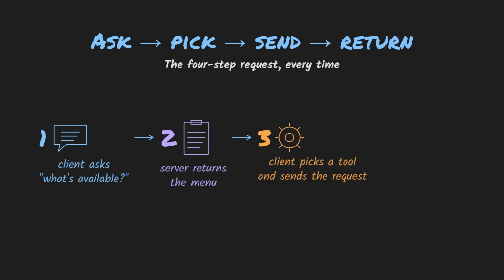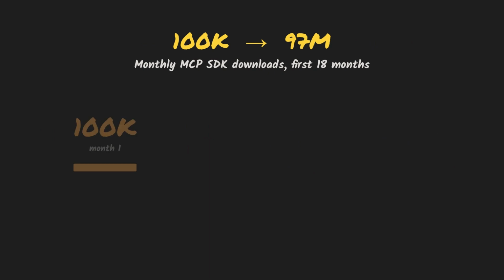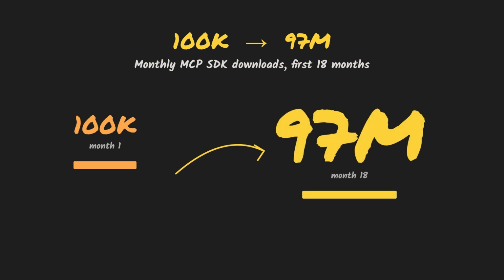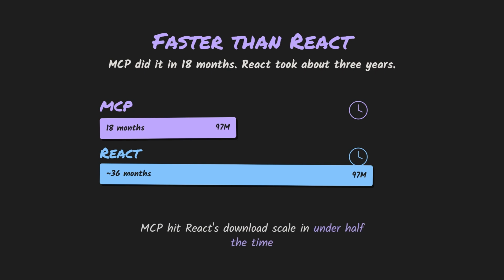Now, this protocol didn't stay small. In its first 18 months, the official software development kits for MCP went from around 100,000 downloads a month to 97 million downloads a month. That's not a typo. 97 million in a single month just for the core SDKs. For comparison, it took React, one of the most popular tools in web development, about 3 years to hit that same download scale. MCP got there in under a year and a half.